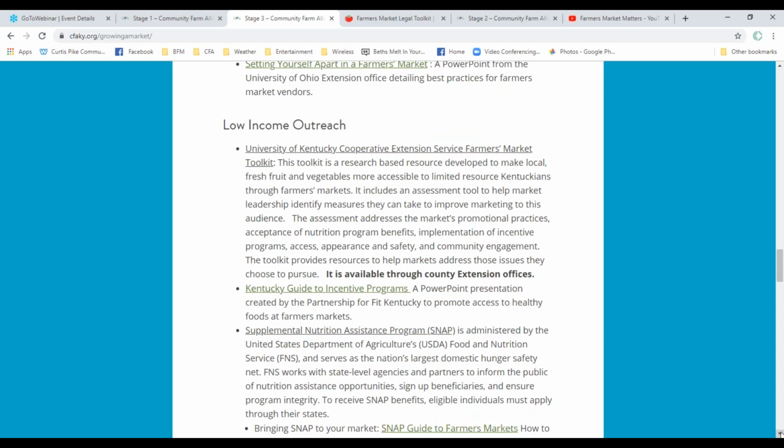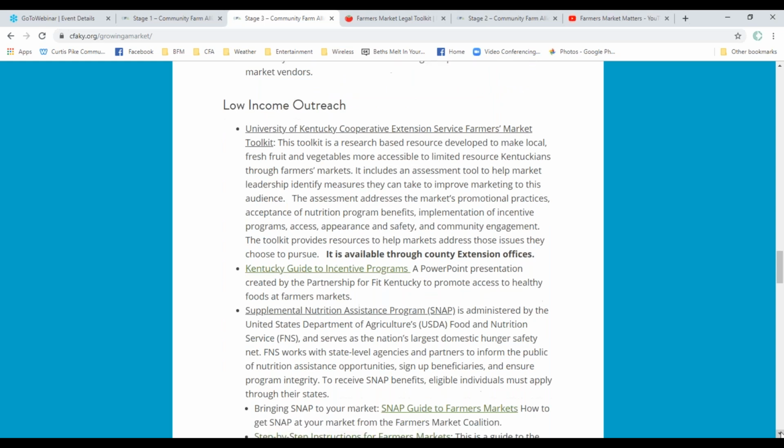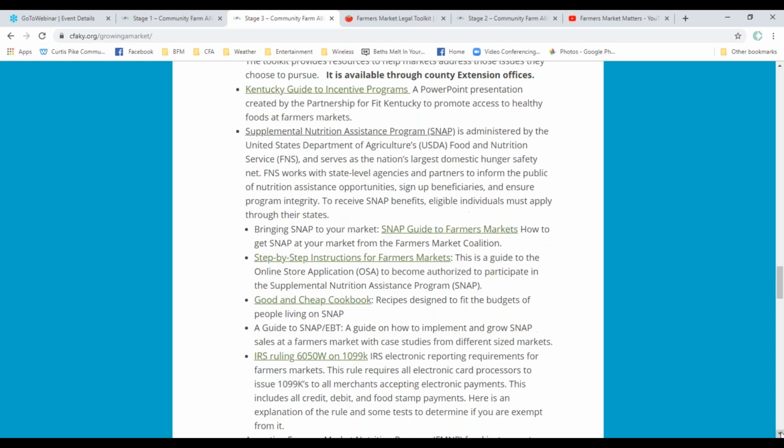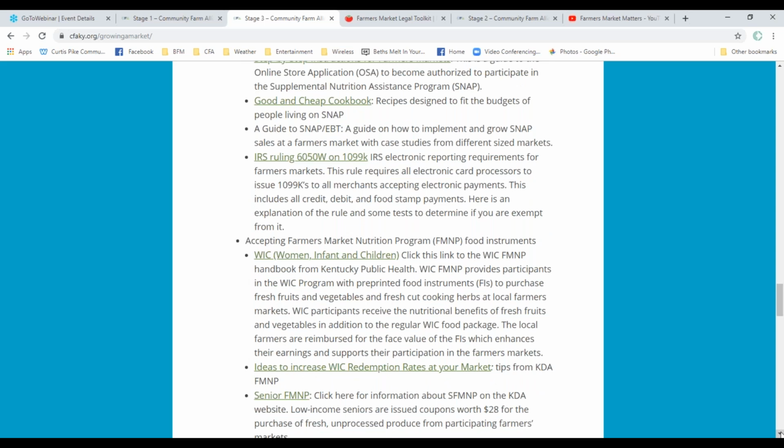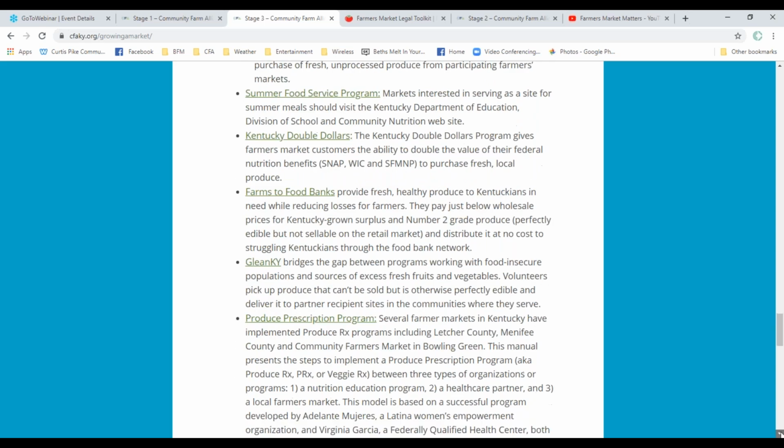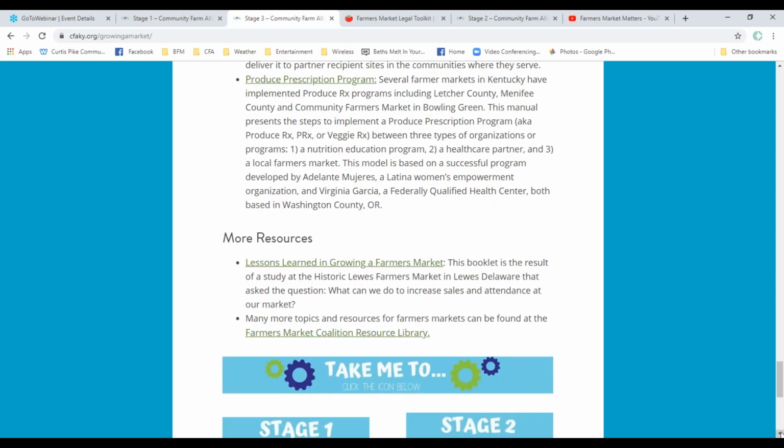And this is low-income outreach, which, of course, Jackie will be getting a lot more into, but these are some of the things you need to know about doing a summer food service program and other low-income outreach things.